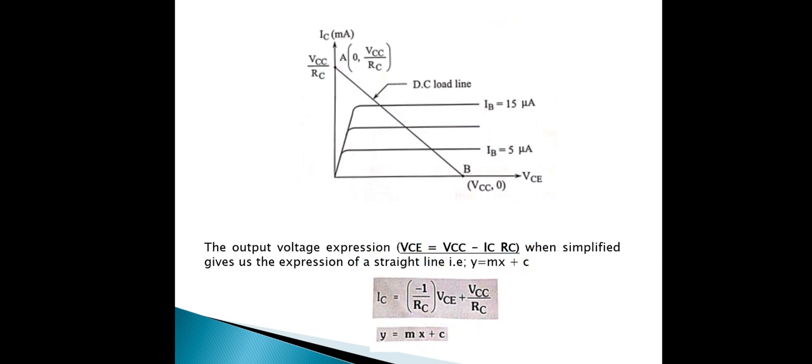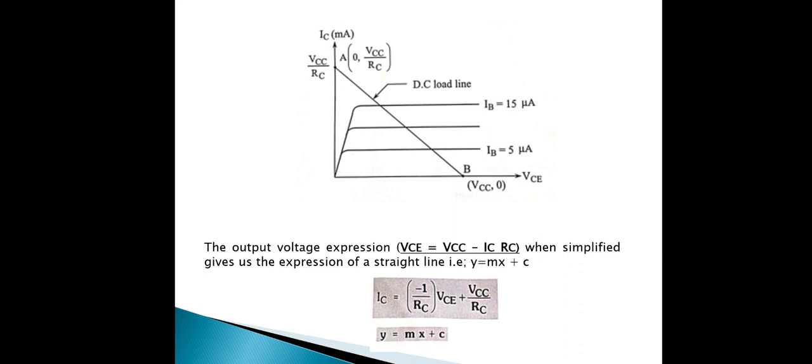So this line which is joining A and B is considered to be the DC load line. The DC load line will help you in understanding the transistor parameters. In other words, the DC load line helps you in adjusting the operating point, which is very essential when you operate a transistor. When you know the operating point of a transistor, then faithful amplification can be achieved.